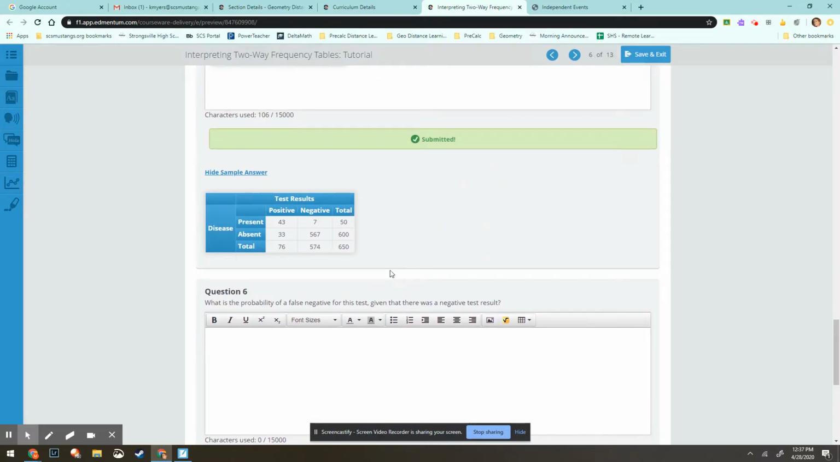The probability of a false negative given that there was a negative result.